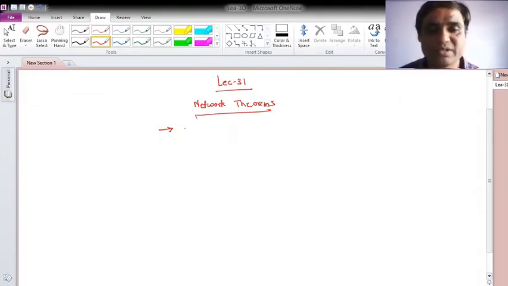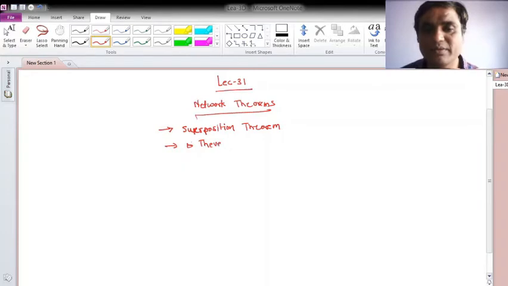So first we will see the superposition theorem. This you already know, but we will just have a quick overview on it. Then next we will see the Thevenin's theorem. This is a very well known theorem in the circuit analysis. Then next we will see the Norton's theorem. This is basically the dual of Thevenin's theorem.